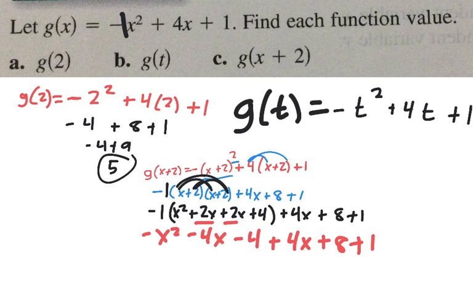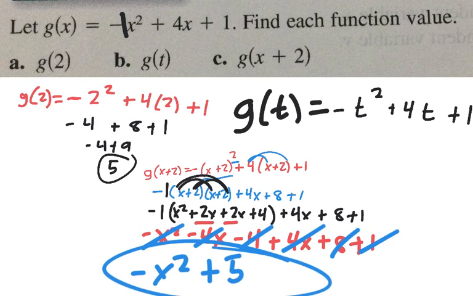And now we're grouping like terms. Negative x squared, I have nothing like that, so it's negative x squared. Negative 4x plus 4x cancels; we've got 0. And then negative 4 plus 8 plus 1 should give me 5. So g evaluated at x plus 2 should give me negative x squared plus 5.